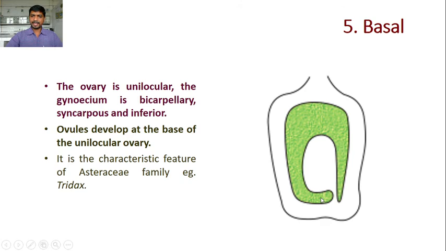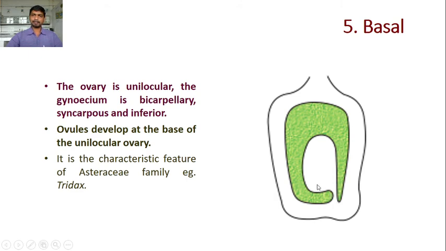Ovules develop at the base of the unilocular ovary. Here the placenta is developed at the base, on which the ovule is developed. It bears the ovule. So ovules develop at the base of the unilocular ovary. It is the characteristic feature of family Asteraceae, for example Tridax, marigold. So here the basal placentation has been seen. The basal placentation is characterized by the fact that the ovule develops at the base of the unilocular ovary. So it is basal placentation.